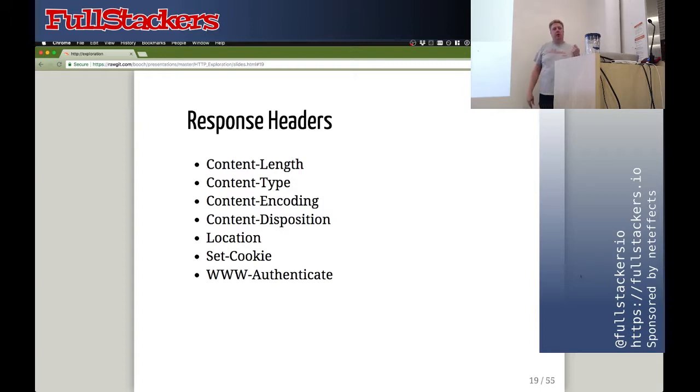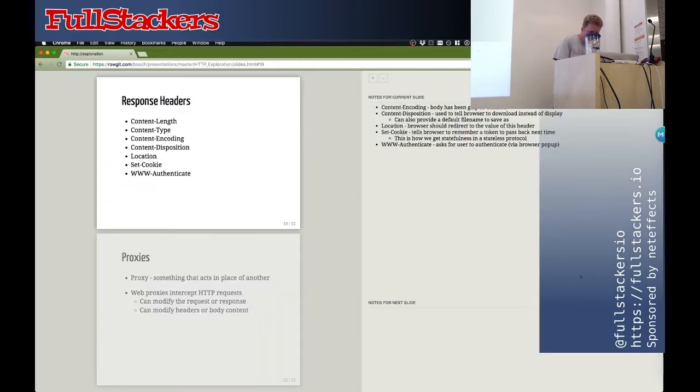Location is used for those redirects. So the redirect would have a location header with the URL that you are being sent to. Set-Cookie is that part I talked about, cookies for saving state. This is the server telling the browser to, next time it makes a request, send this little token back to me. WWW-Authenticate is that authentication pop-up piece. It says how to send the results back, and it says the name to put in the pop-up.